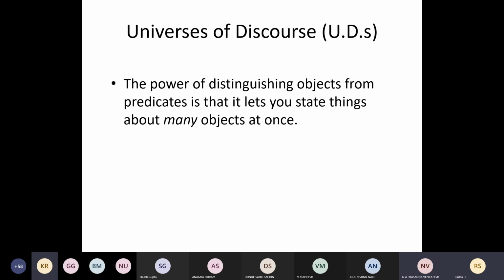So the power of, okay, there is something called a universe of discourse. I am going to say what universe of discourse means. For example, P of x we said, right? X is a prime number. X is a prime number. So what could be the domain you can choose there? Where will x come from?